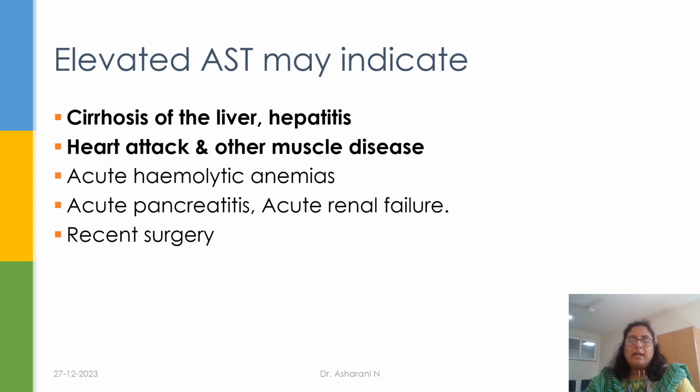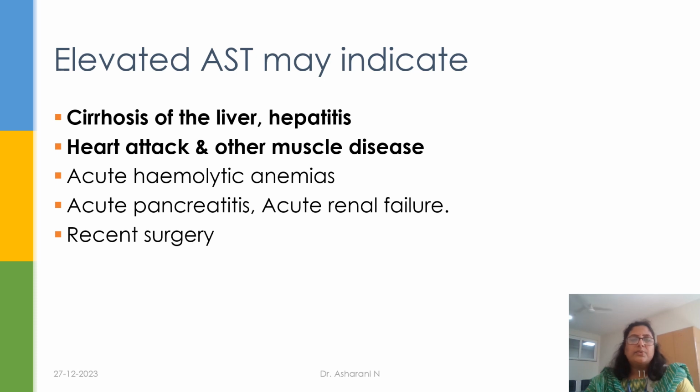AST elevation may indicate cirrhosis of liver, hepatitis, and in cardiac diseases like heart attack or other muscle diseases it is also elevated. Acute hemolytic anemias will also increase the AST. That's why care should be taken whenever hemolyzed blood is sent to the lab for analysis of AST. Acute pancreatitis, acute renal failure and recent surgeries have shown elevated AST levels in these conditions also.